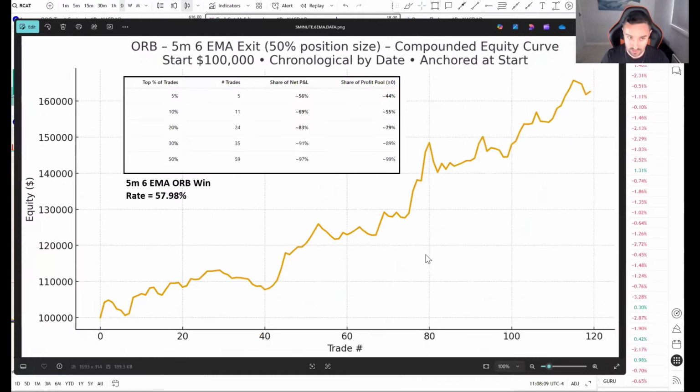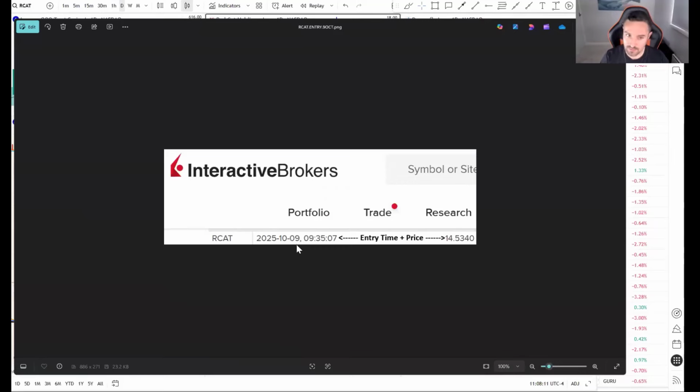Just to show you, I'm not talking out my ass. I'll take you through this data in a minute. RCAT, this is yesterday, 9th of October, okay, 14.53 is the entry price, 7 seconds into the ORB. So 9:30 to 9:35 is obviously that opening candlestick. So boom, 7 seconds in, there's the entry, okay?